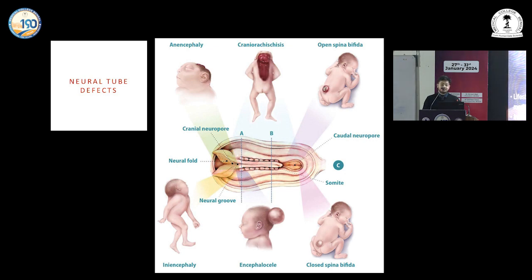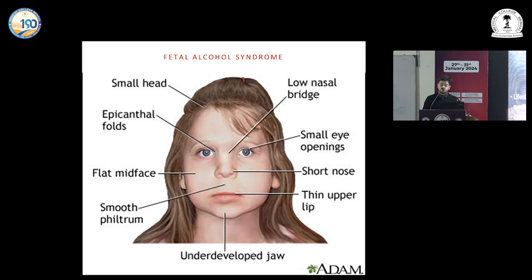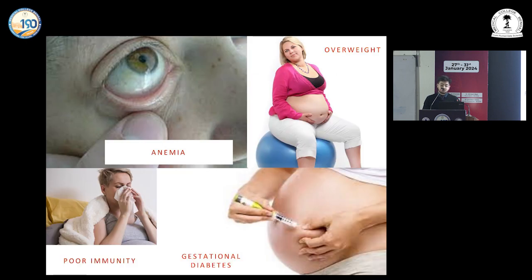Then finally we have lifestyle and nutrition. First is smoking. It can lead to preterm birth, lack of nutrition, and low birth weight. Then substance abuse. First is alcohol and drugs. When we talk about alcohol, the primary thing that comes to our mind is fetal alcohol syndrome. Here is the typical picture showing the typical symptoms of fetal alcohol syndrome.